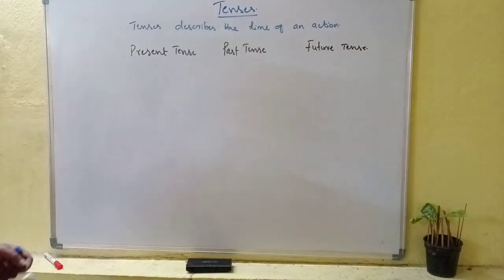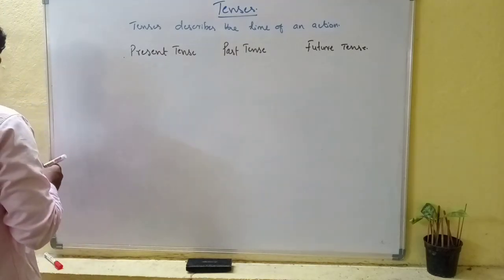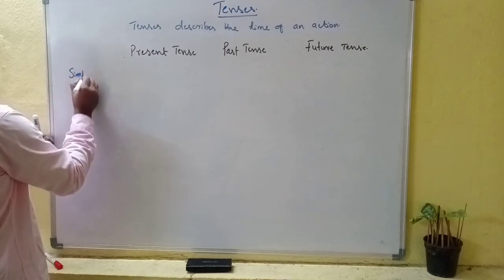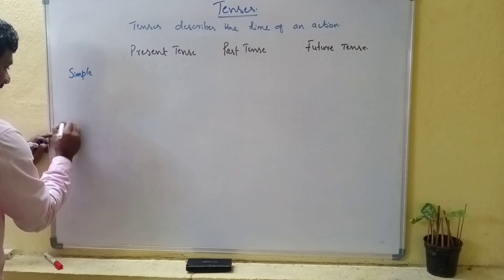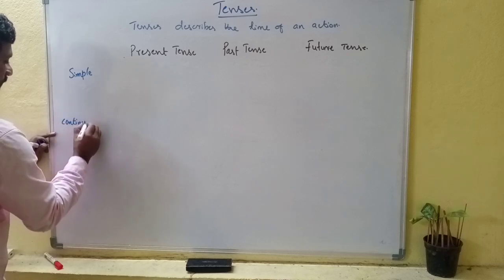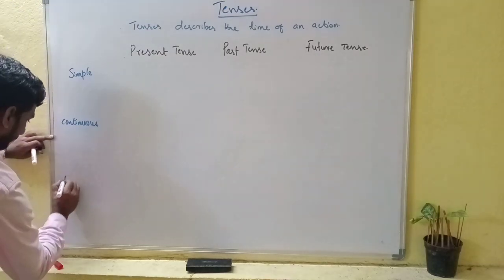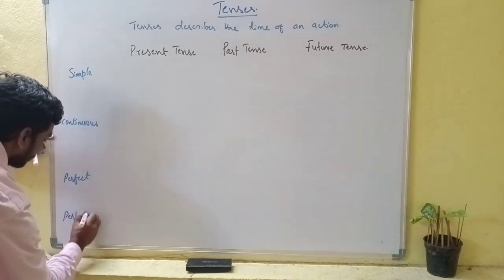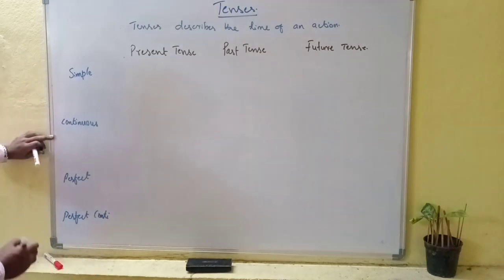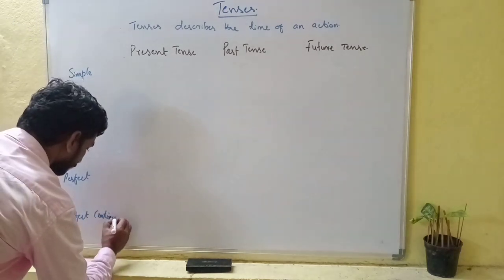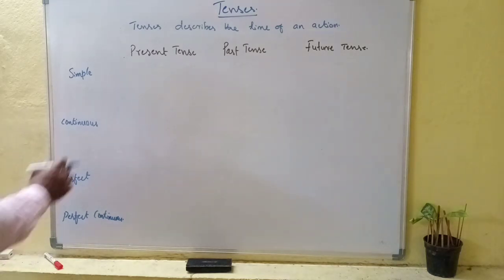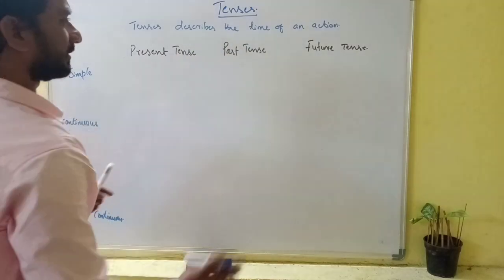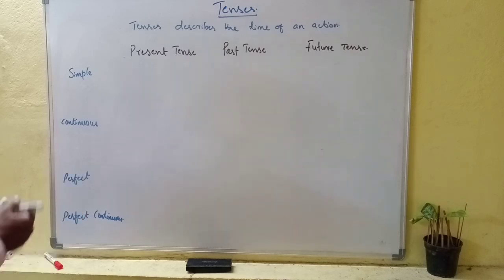Again, these three tenses can be categorized into four types. So one is simple present, second one is continuous, third one is perfect, fourth one is perfect continuous. So how can we pronounce? First one is simple present tense, and for this we can pronounce like simple past tense, and for this simple future tense.